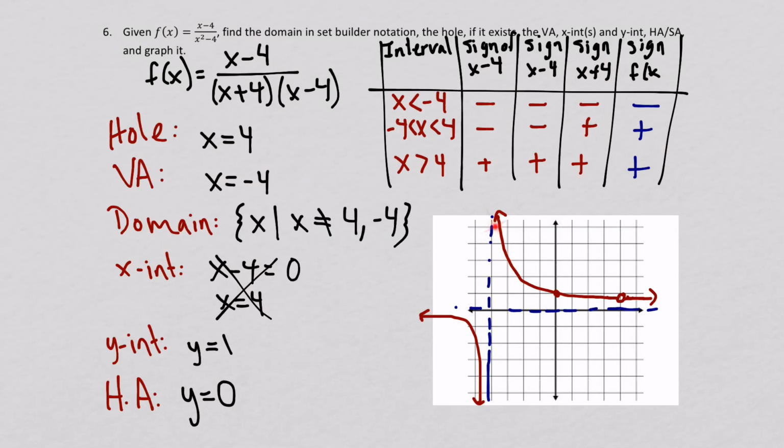I put everything together, my asymptotes, my y-intercept, and my knowledge of what the graphs always look like to put these two together. And the last thing I did was leave a hole right here at x equals 4, because that's what this tells me right here.